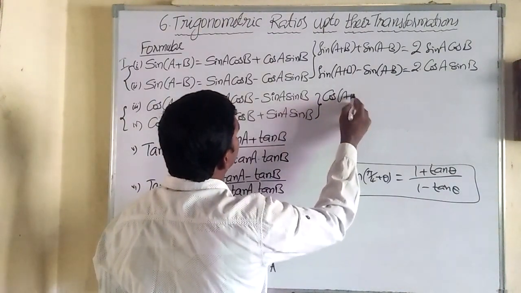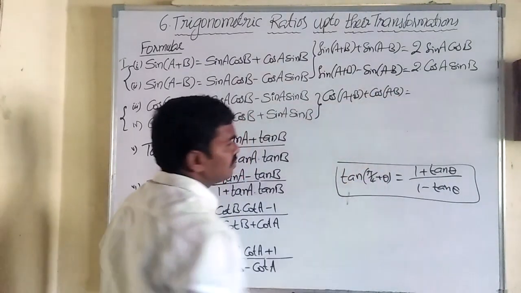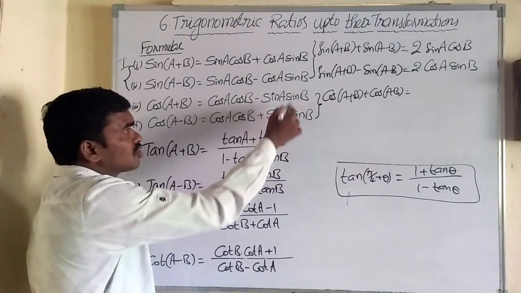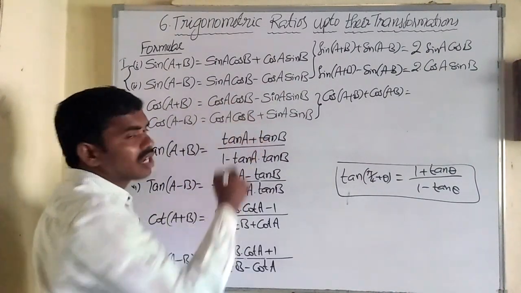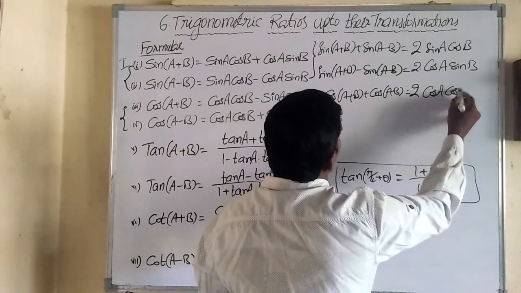So cos of a plus b plus cos of a minus b is equal to, adding these two, the same terms can be added. So cos a cos b, cos a cos b, totally we get 2 cos a cos b.